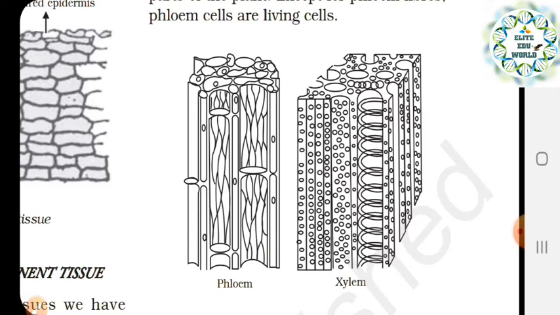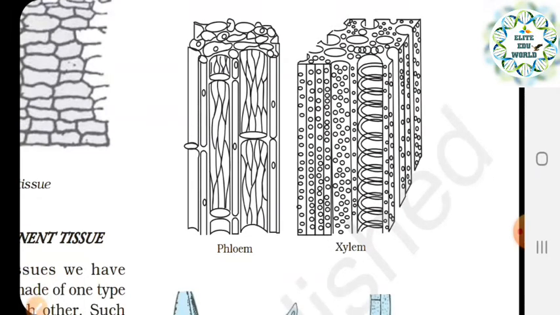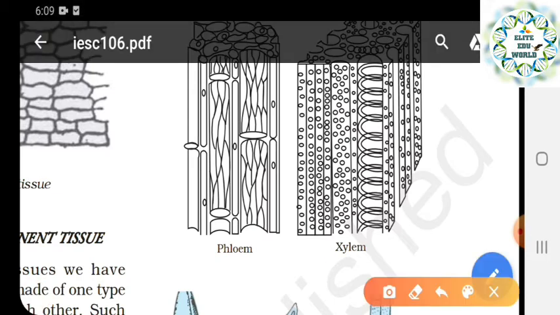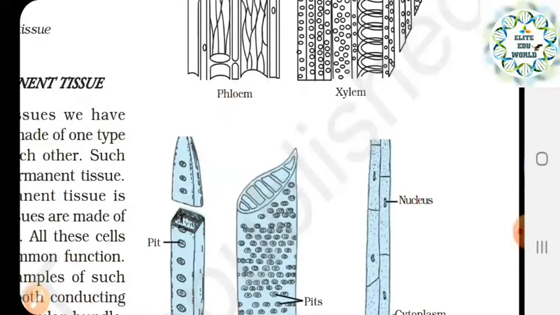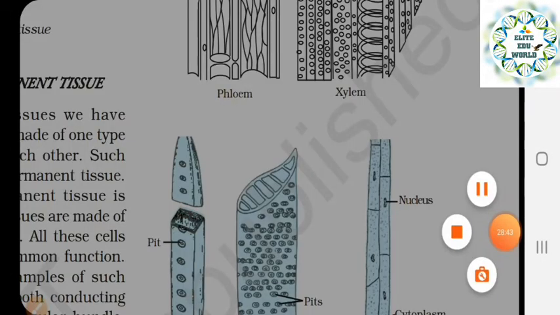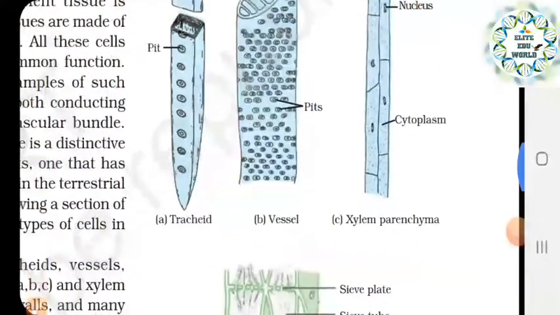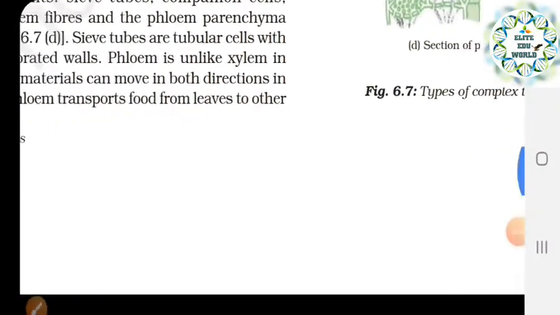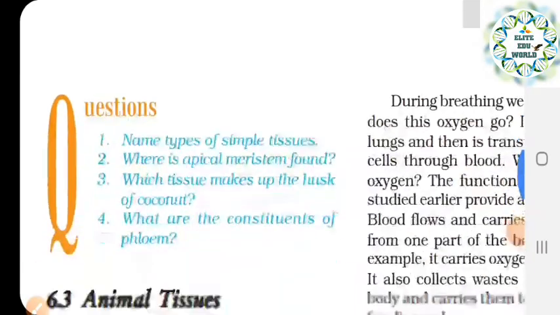You can also see this diagram, which shows xylem and phloem. In the xylem you can see there are many tubes which help in water movement, and phloem is a tissue that can move food in both directions, vertical and horizontal. These are some points we have seen for xylem and phloem, and we have already seen the functions of xylem and phloem.